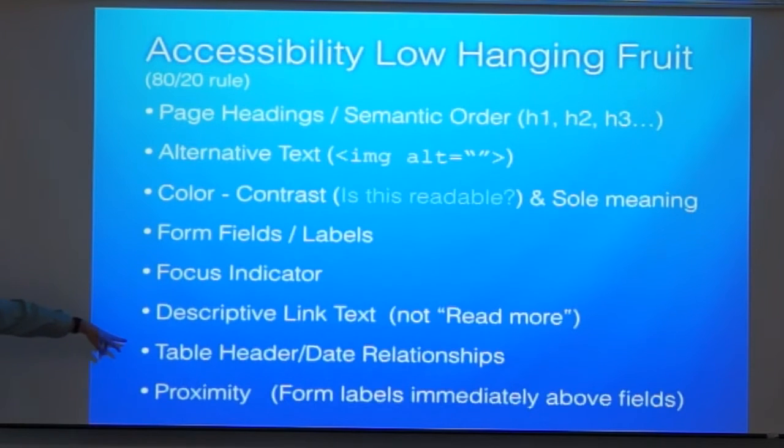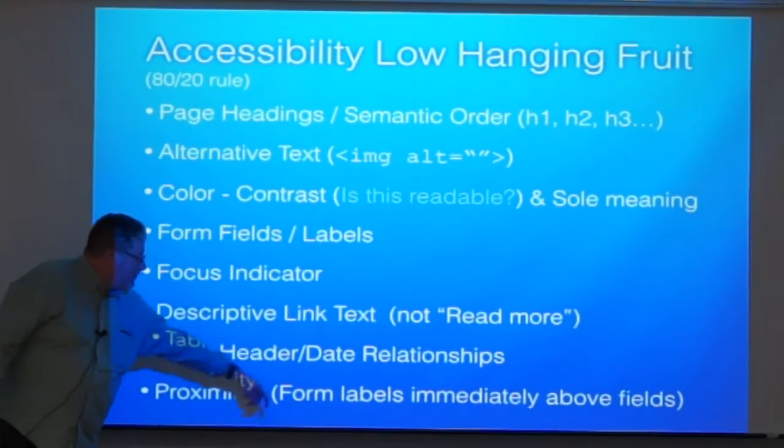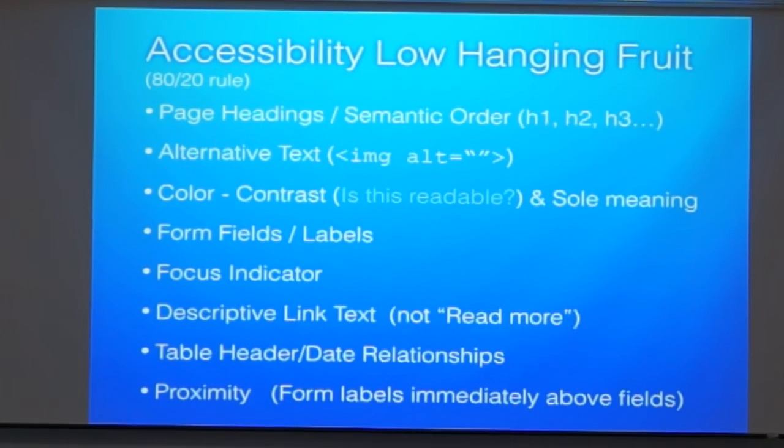Table header, and this should be data relationships, not date. By default, as long as you use your TH elements and your TD elements properly, you're good. It's when you start spanning rows and columns, start nesting tables, please don't do that, then you'll run into issues. But there's ways to get around it. You can associate with your scope equals col or row. You can do ID header pairs. You can search for that on Google and you'll find that information.